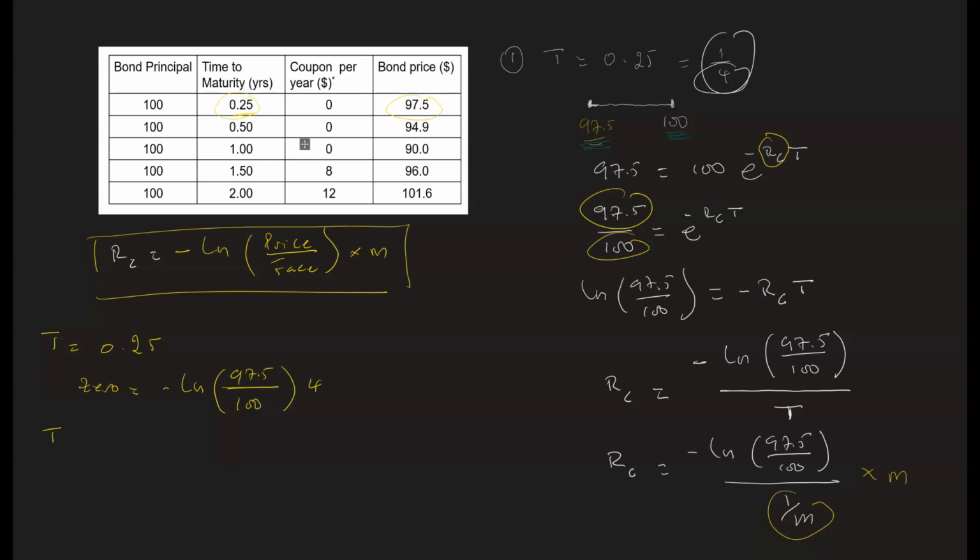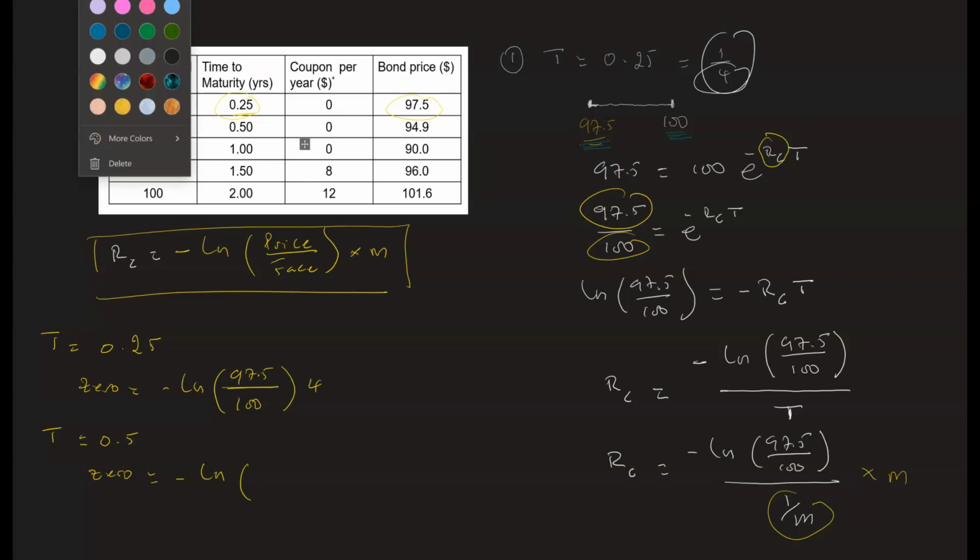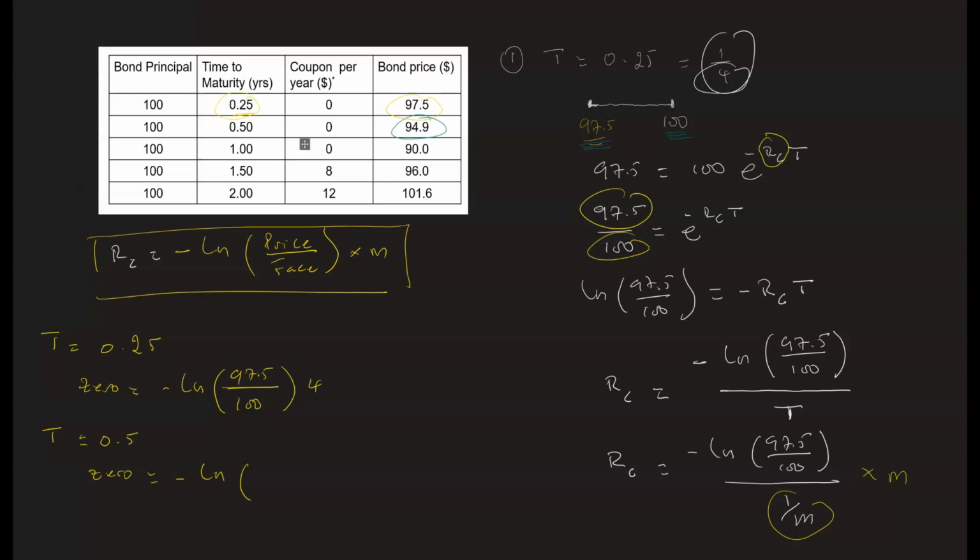For t equal to 0.5, the zero rate is going to be equal to minus the log of the price there, which is 94.9, divided by 100, because it's the same face value. Multiply this time by 2, since t is 1/2, so 1 over m means m is 2.